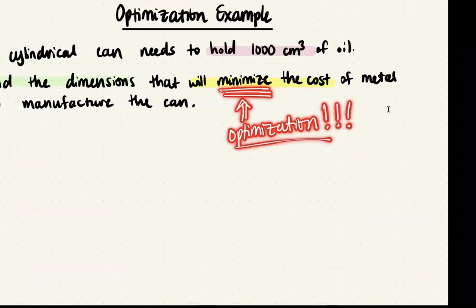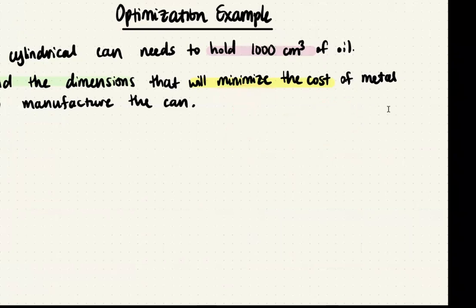We're trying to find the dimensions that take the smallest amount of material. So minimize cost means we want to minimize the amount of material we want to use. Let's start by sketching out a little picture here. I'm going to do my best to sketch a little can. I'll connect these. Oops. Okay, that's pretty good. There's my little cylindrical can.